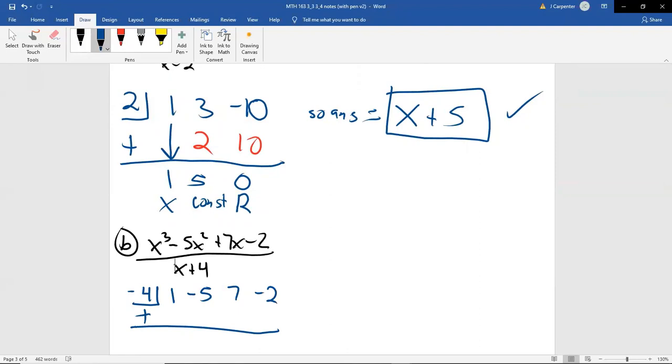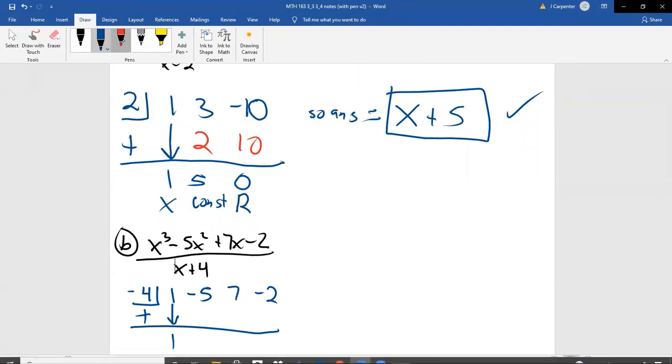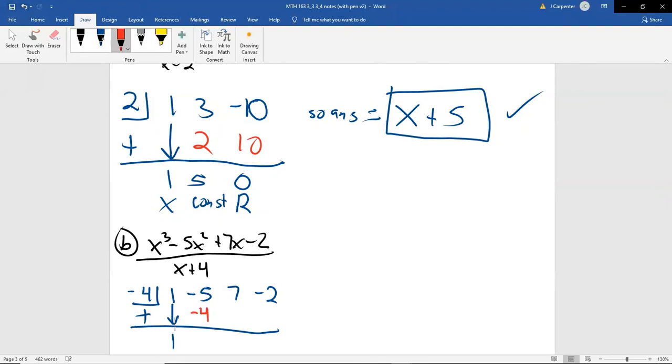The first number just gets brought down. 1, and then multiply, add, multiply, add, multiply, add. For the multiplying, we take the 1 times the negative 4. This is what we multiply. And 1 times negative 4 is negative 4. And then we add. Negative 5 plus negative 4 is negative 9. And then we multiply. Negative 9 times negative 4 is positive 36. And then we add. 7 plus 36 is going to be 43.